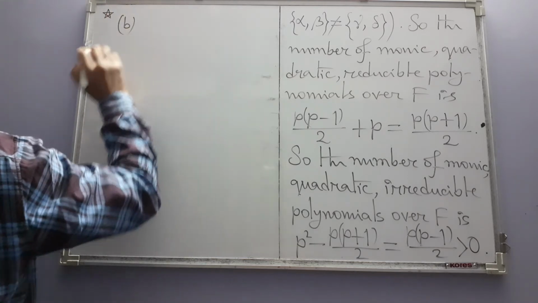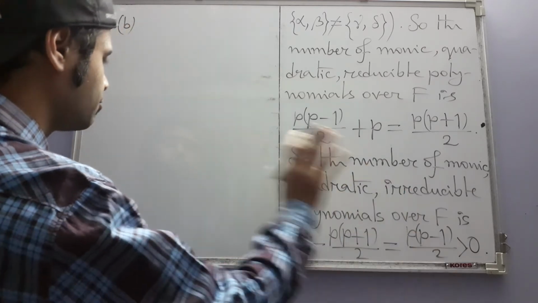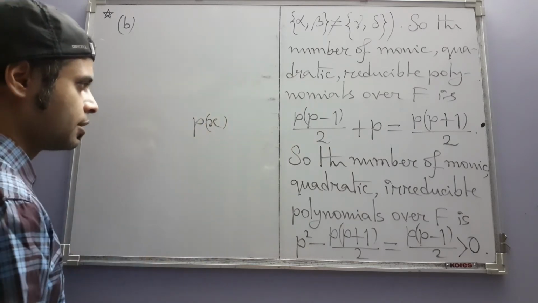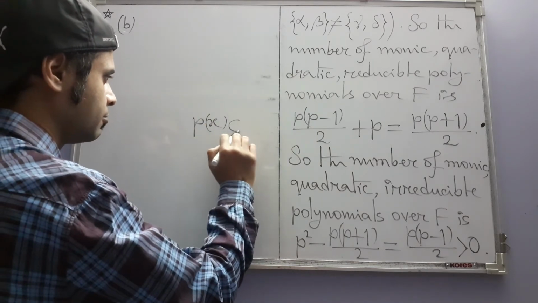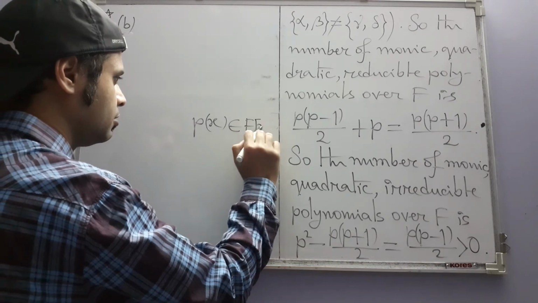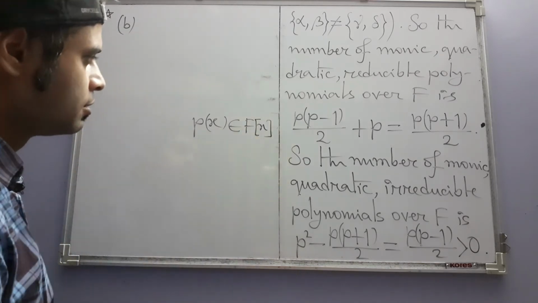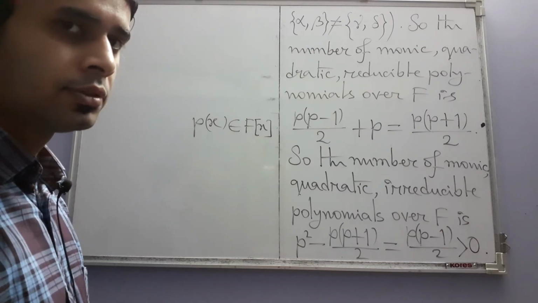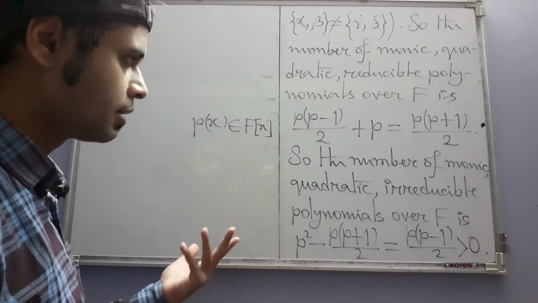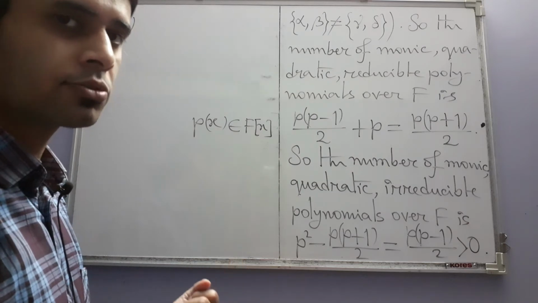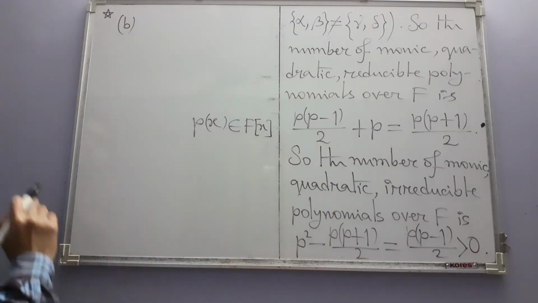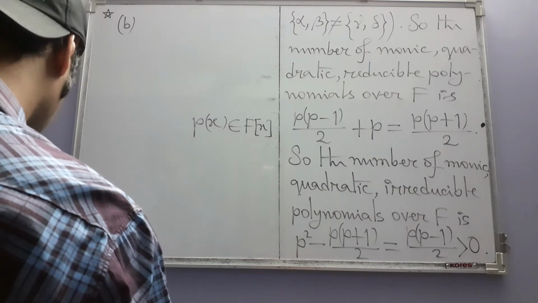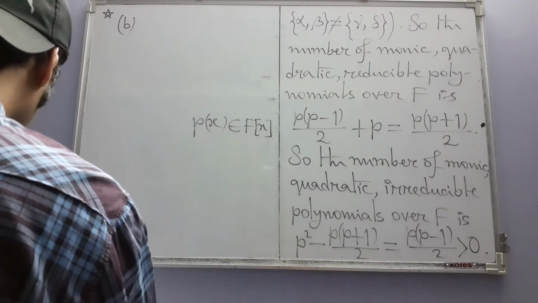Now part B. In part B, what we have to show, now we have a polynomial which is irreducible and which is a quadratic polynomial in F[x]. Using this, we have to construct a field with p square elements, and this we have already done more generally in one exercise, and that exercise is this.